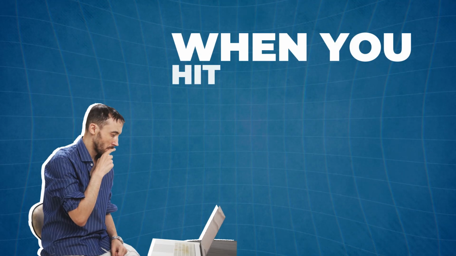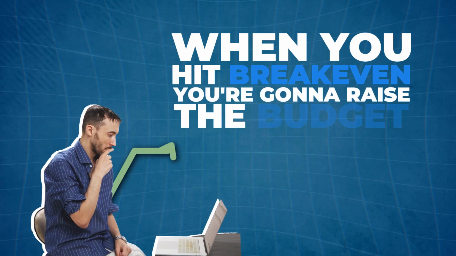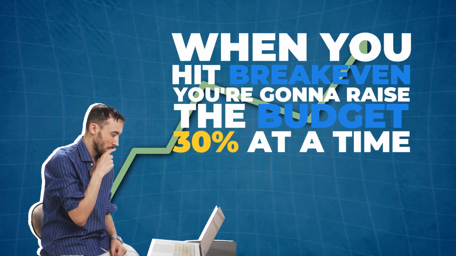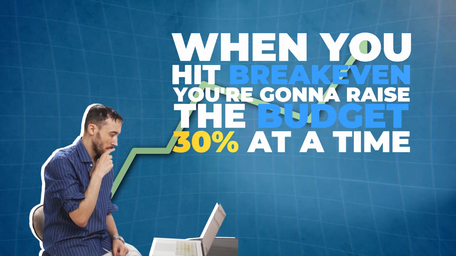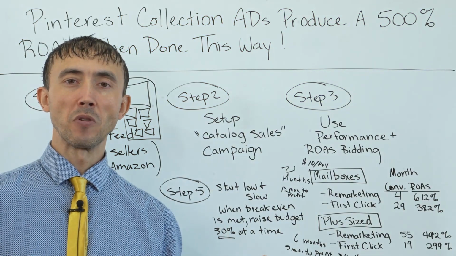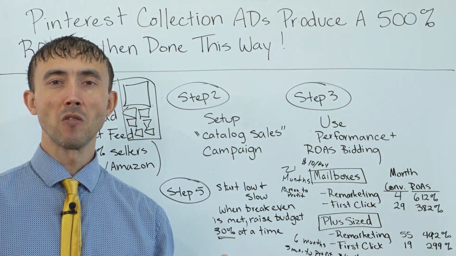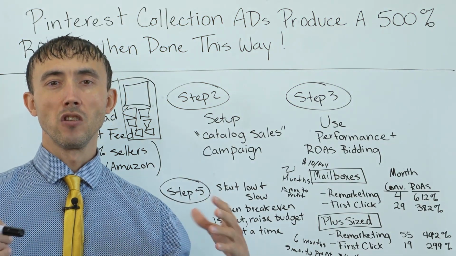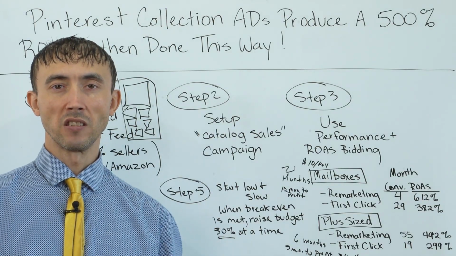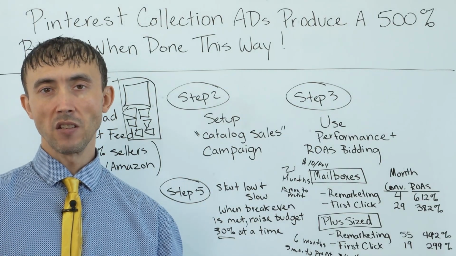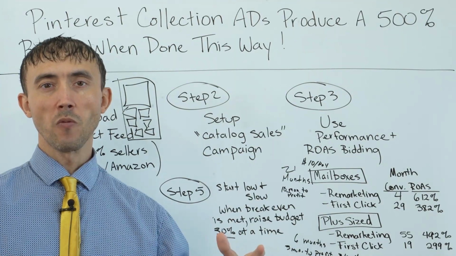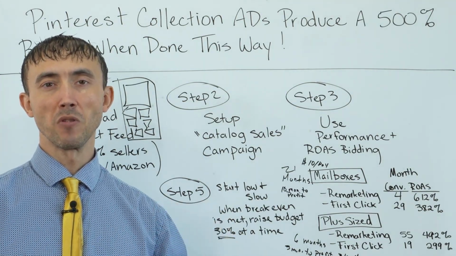When you hit break even, you're going to raise the budget 30% at a time. You start out with $10 a day, and you know you got to have a 500% ROAS. You hit 500% ROAS 6 months down the line, you got to raise it to $13 a day, and then $17 a day, then $24 a day, and then just keep going up 30% at a time like this.